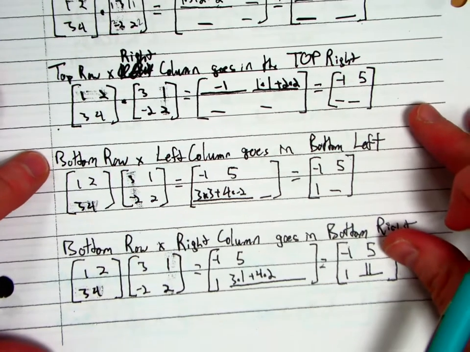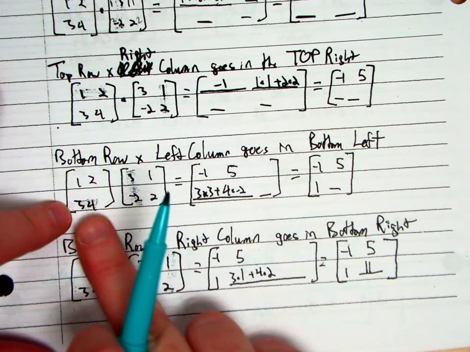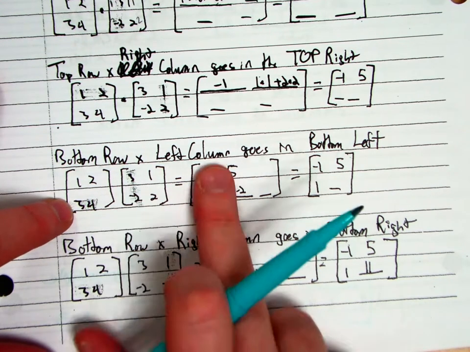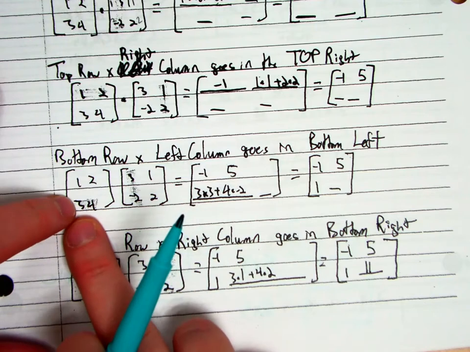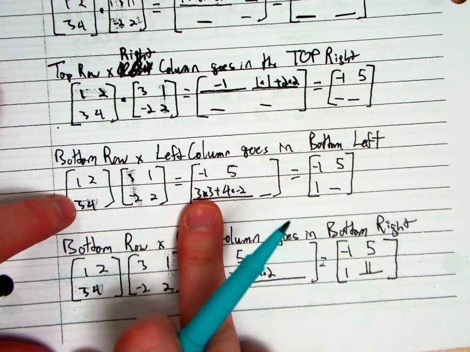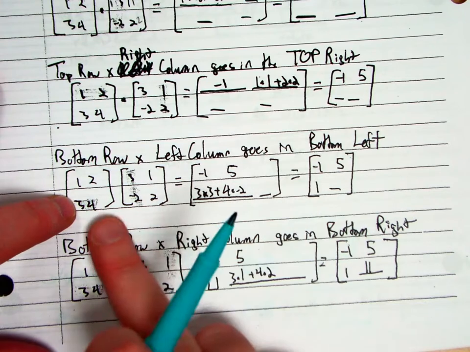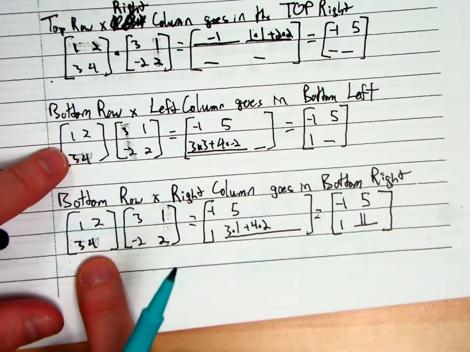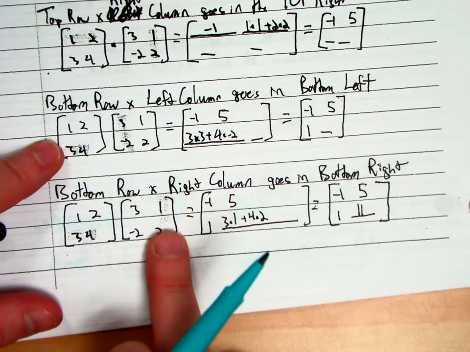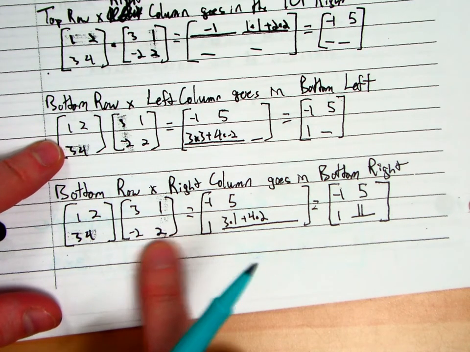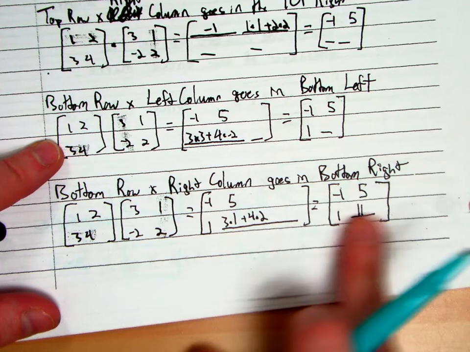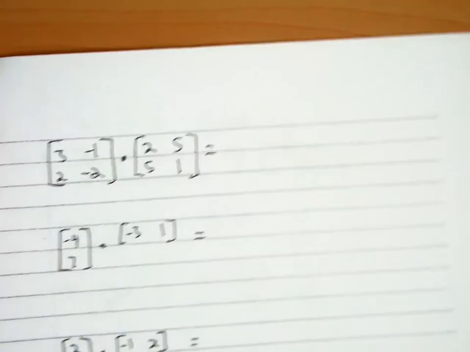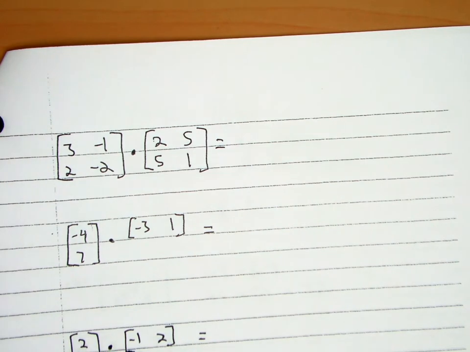The bottom row times left column goes in the bottom left, so row 2 would be answer row 2, column 1, which means it's going to be in column 1. So row 2 times column 1 gets you the answer in row 2, column 1. Row 2 times column 2, when you simplify that, you get 5. Bottom row, row 2 times right column or second column gets you this value, which gets you this answer here. So multiplying by hand, you need to make sure you know how to do this.